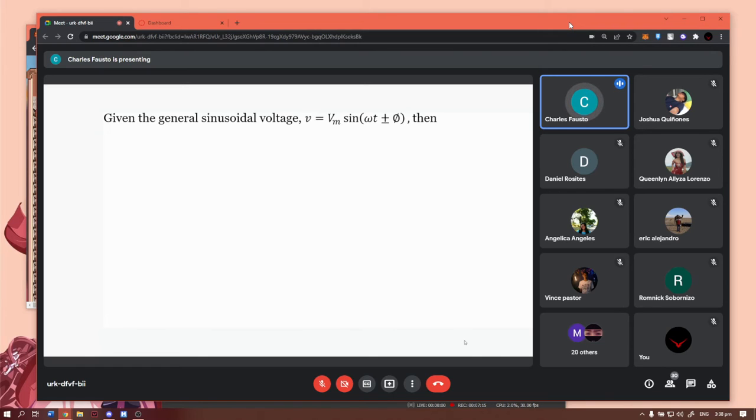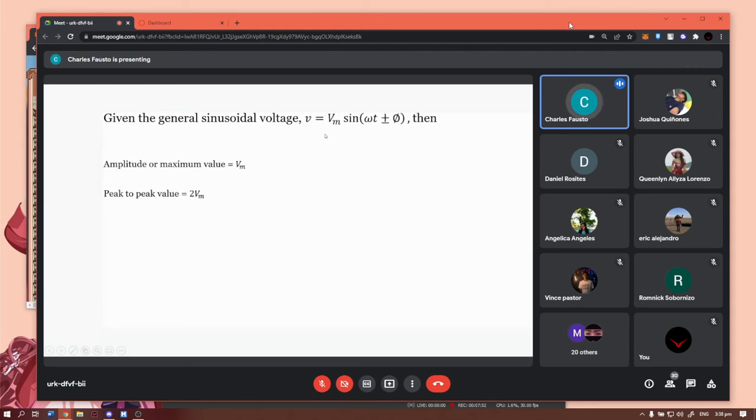So, given the general sinusoidal voltage, v is equal to maximum value sine quantity omega t plus or minus phi. So, ayan, yung ating general sinusoidal voltage equation, no? Then yung amplitude natin or maximum value is equivalent to Vm. So, ito yon. Yung nakikita natin itong V sub m na to, ito yung ating tinatawag na maximum value. No? Tandaan nyo yan, ha?